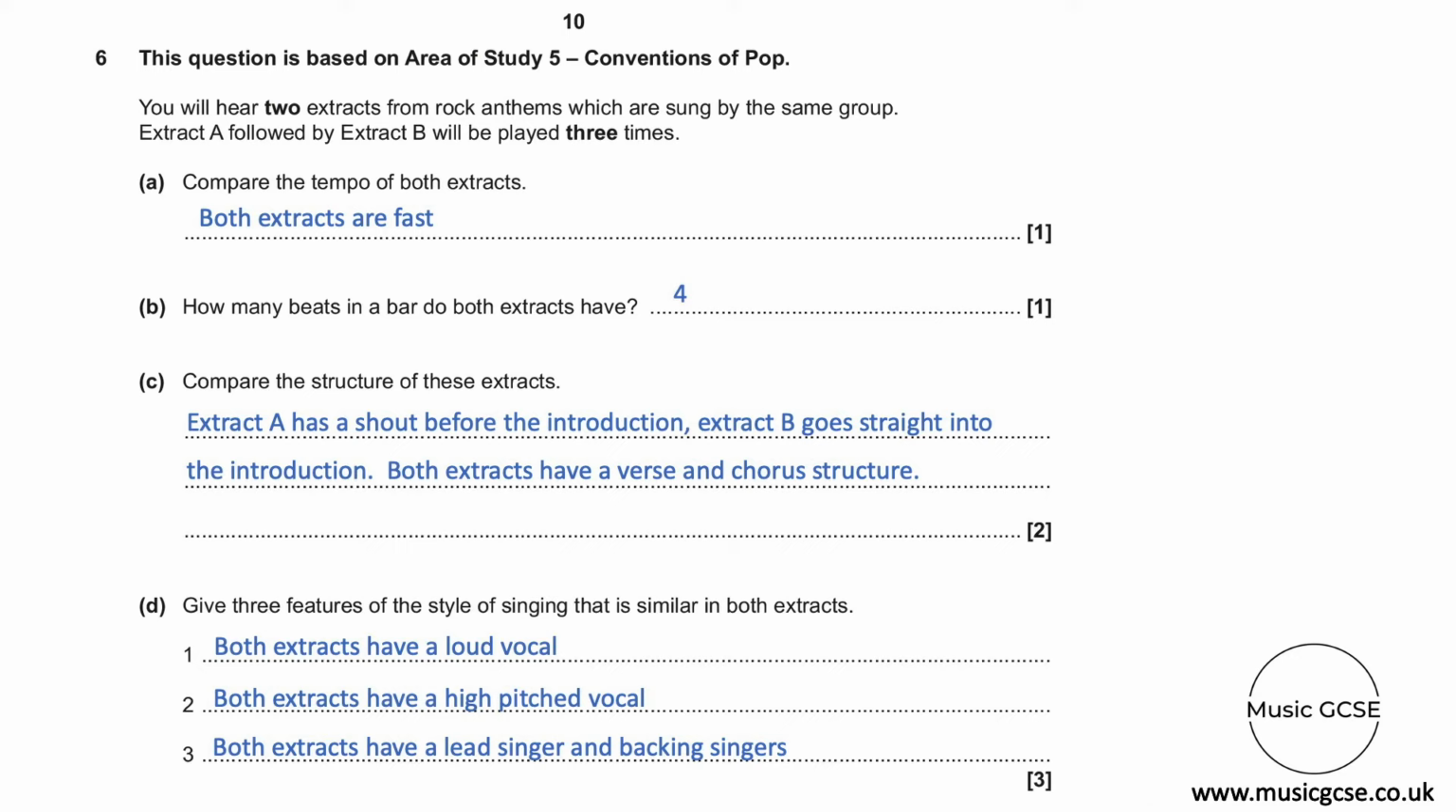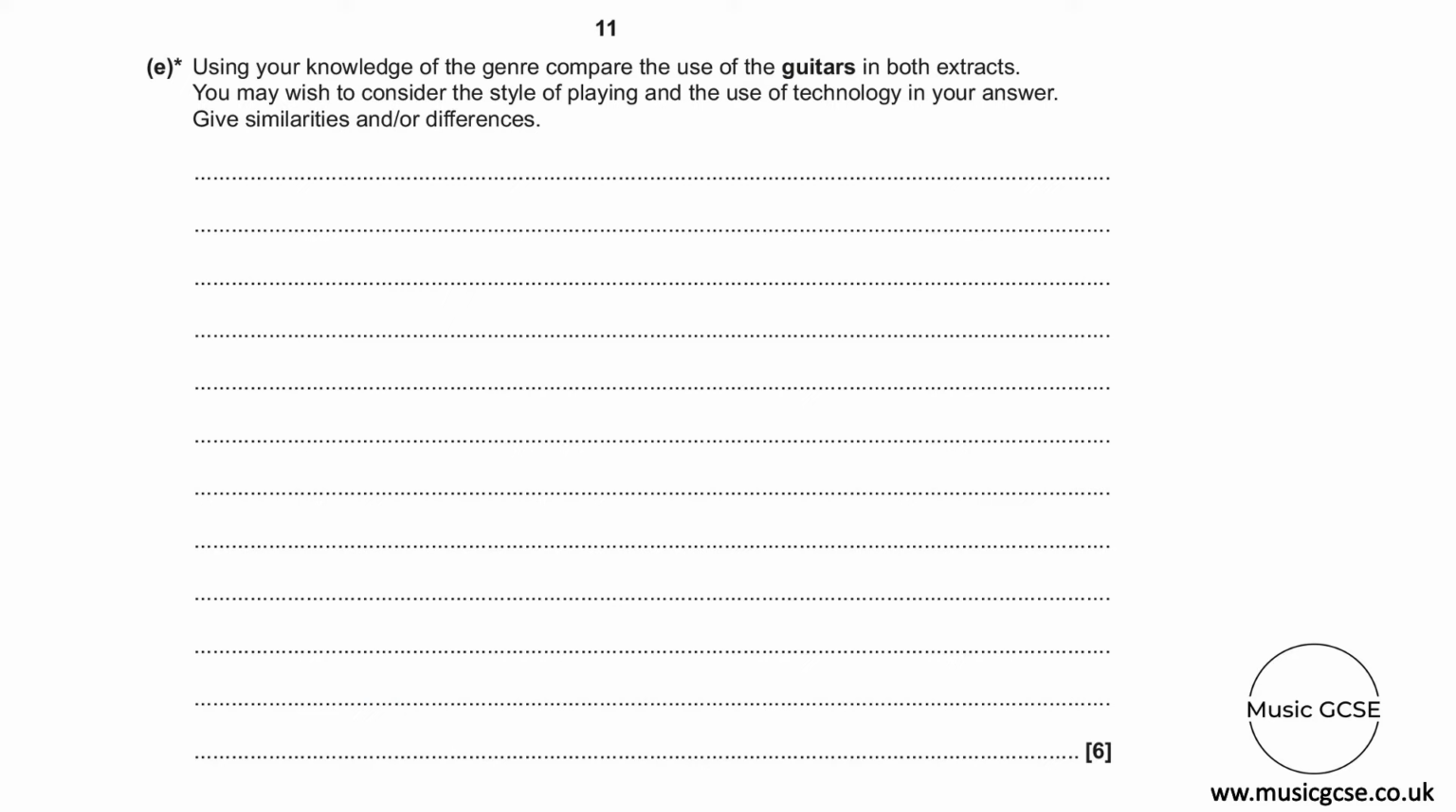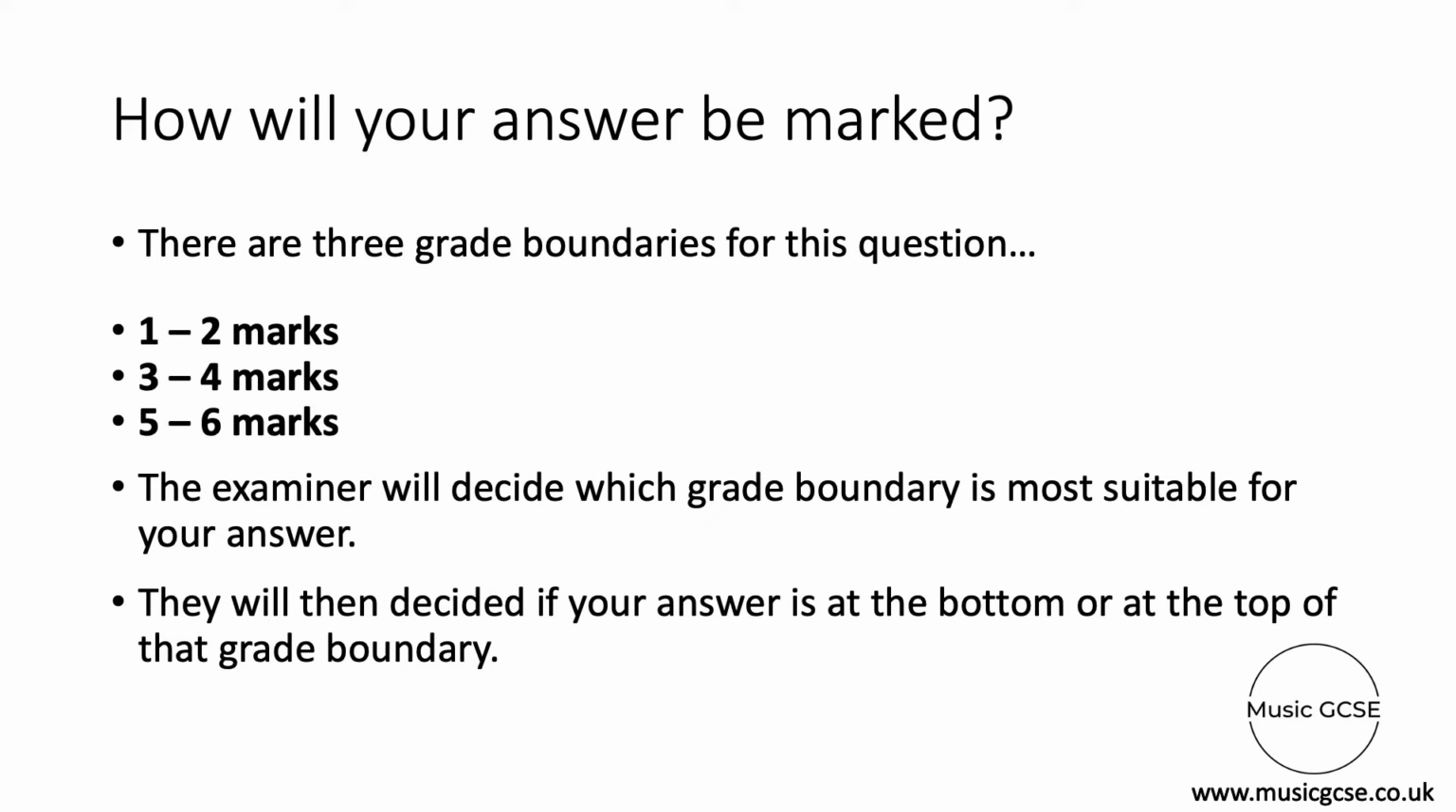Now let's take a look at the 6 mark part of this question, where we're being asked to compare the guitars in both extracts. Now this part of the question is marked in a very similar way to the long answer, question 3, which you can find out about on a separate video. So let's take a look at how it's marked.